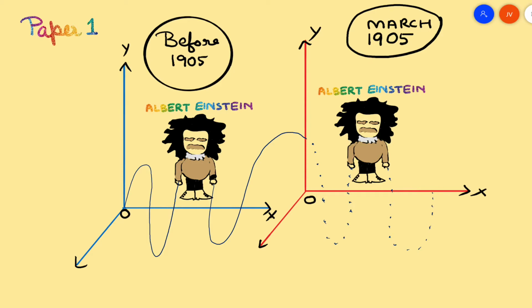Each packet is known as a photon, and each photon has an energy of E equals h nu, where h is the Planck's constant and nu is the frequency of the colored light that is incident on the metal plate.